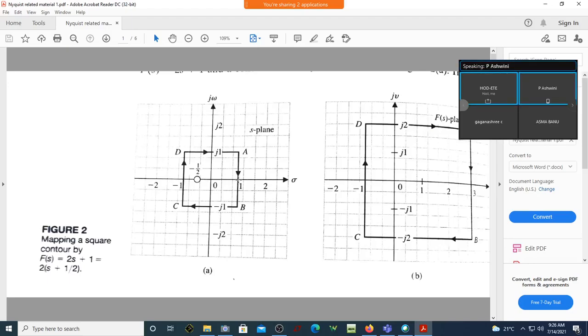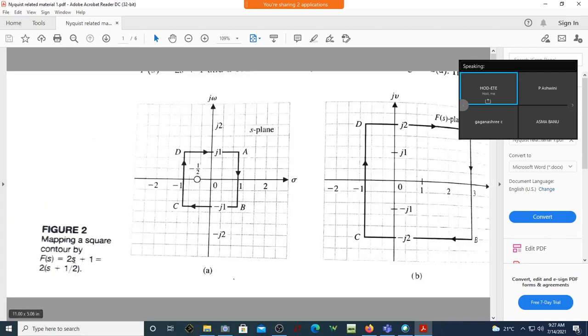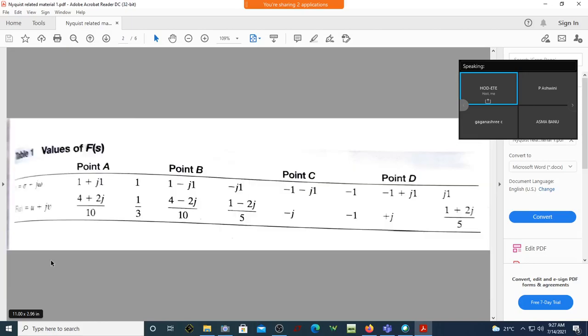Now, what we'll do is, you have this expression in s here: 2 into s plus half. In this, you substitute these values of s. So, these are all the s values: 1 plus j1, 1 minus j1, minus j, and then minus 1 minus j1, minus 1, minus 1 plus j1. If you substitute all those values of this contour into this f of s, you will end up with these points. How we are getting these points is just by substituting the value of s.